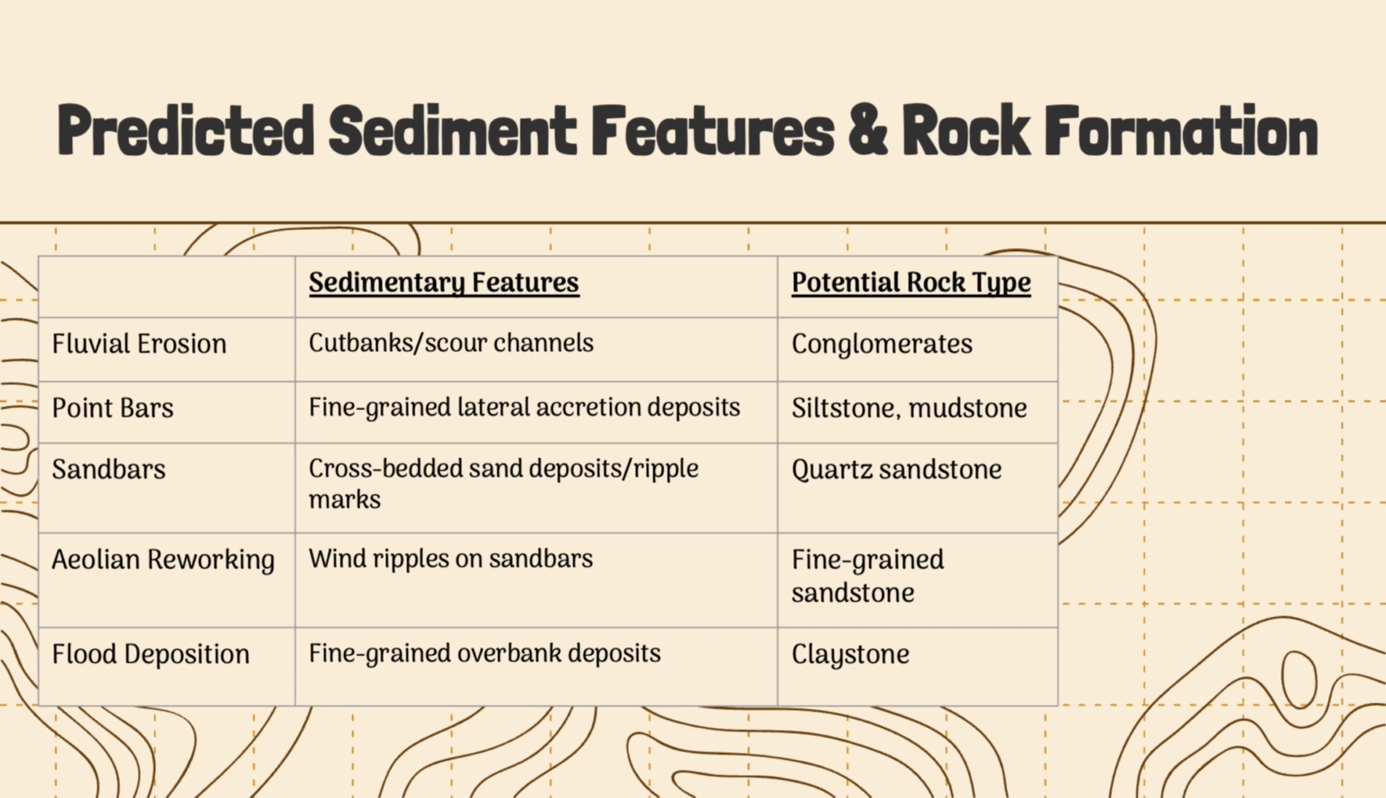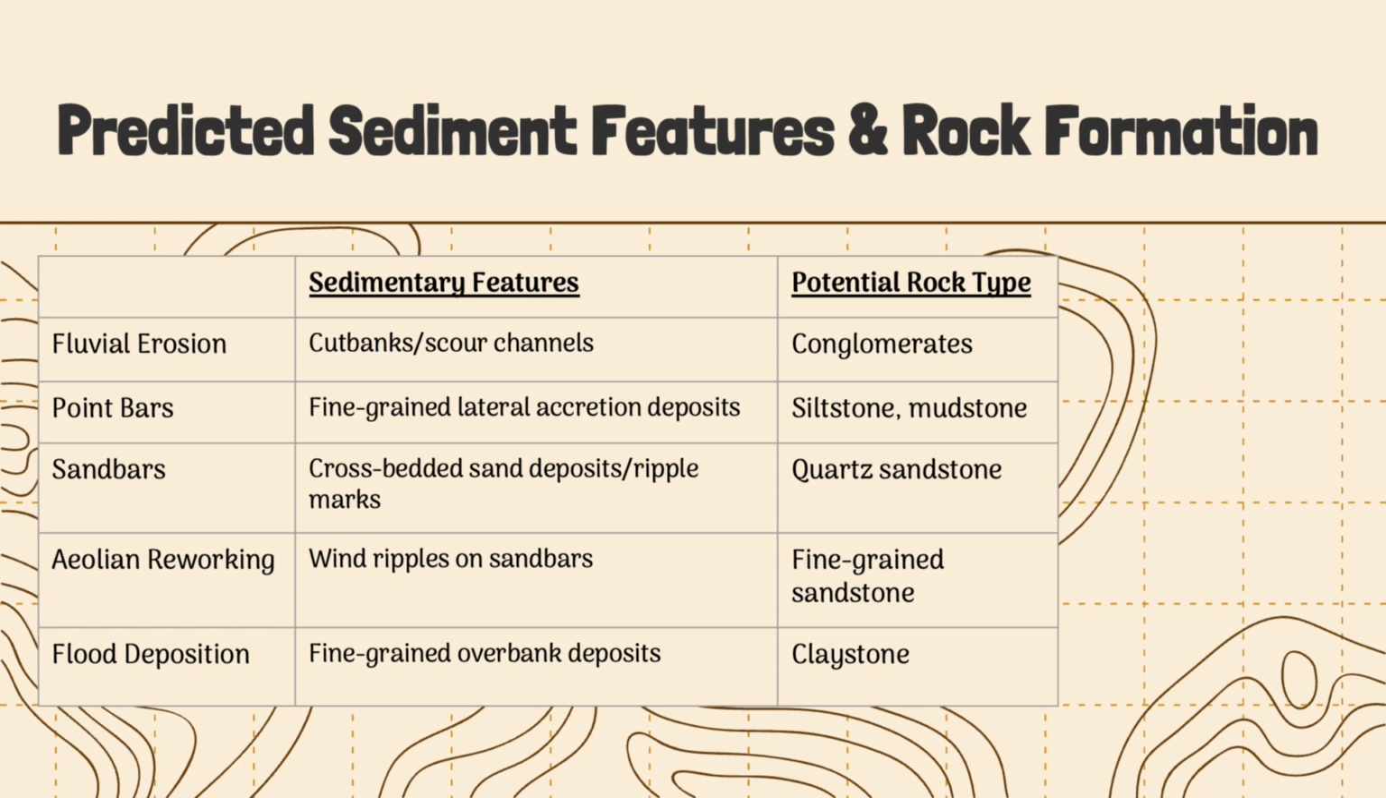So, what kind of rocks could form here? If we fast forward millions of years, these river deposits could harden into sandstone and siltstone. What about the fine clay from floods? That could turn into mudstone or even shale. And in high-energy areas with larger particles, you might even get conglomerates forming.